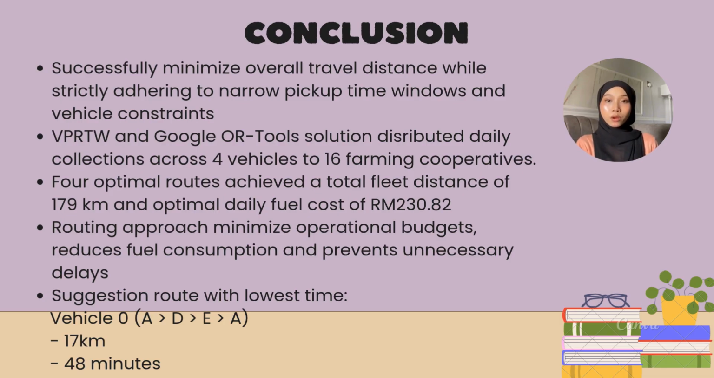Finally, the best route with the lowest travel time is vehicle 0, which follows the path A to D to E and back to A. This route covers 17 kilometers and takes only 48 minutes. In conclusion, our project demonstrates that computational optimization can significantly improve farmers' logistics operations.